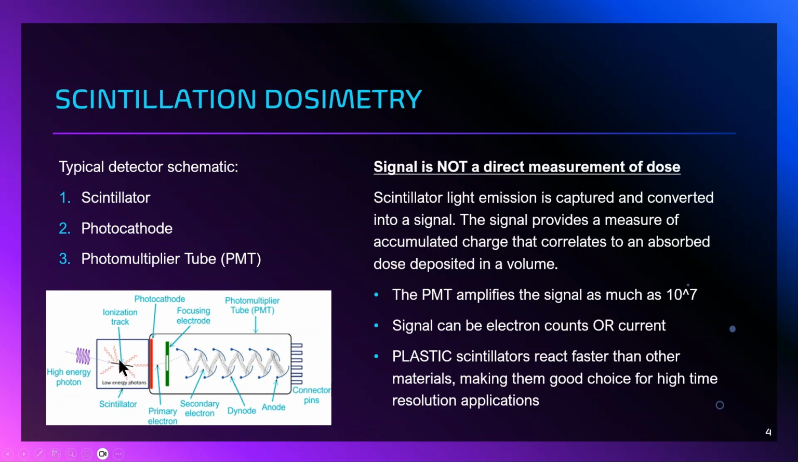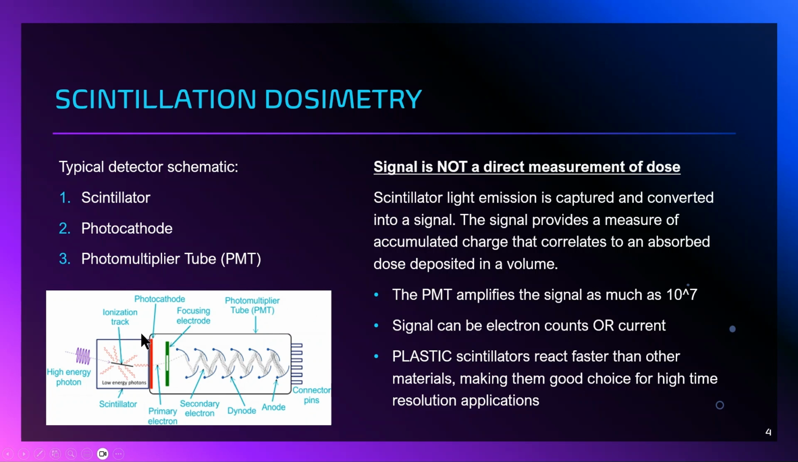And that kinetic energy excites the electrons and it gets dispersed throughout the scintillator material. And then when they relax, of course, they relax back to stable energy. They release the photons, and those get guided towards the second part of the schematic, which is called the photomultiplier tube, or PMT.